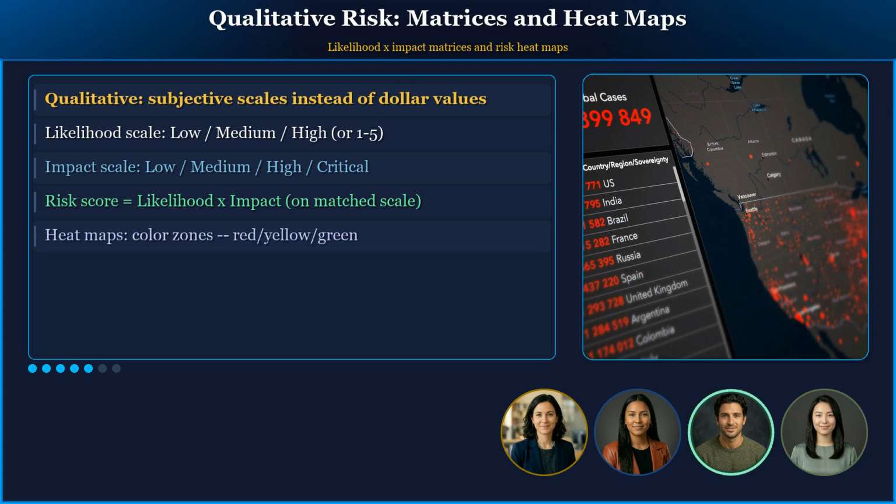Here is the distinction the exam will test. Quantitative analysis requires accurate data and produces defensible dollar figures. Qualitative is faster and works when data is limited, but it is inherently subjective. Two analysts can score the same risk differently. Neither method is always superior. The CISSP expects you to know when each is appropriate. In practice, mature organizations use both: qualitative to triage, quantitative to justify the controls that survive triage.